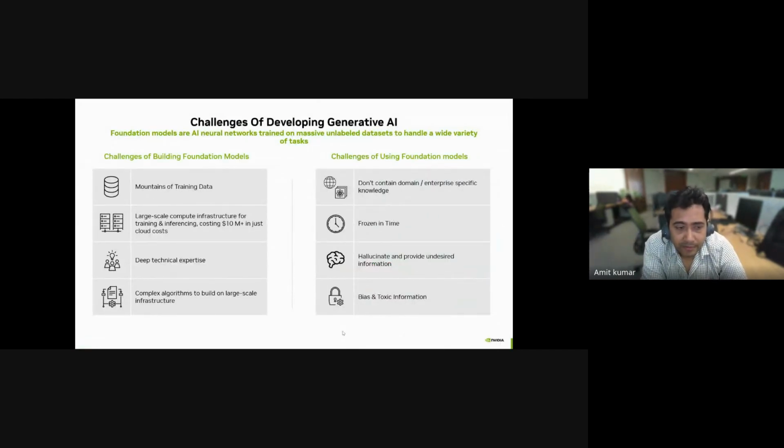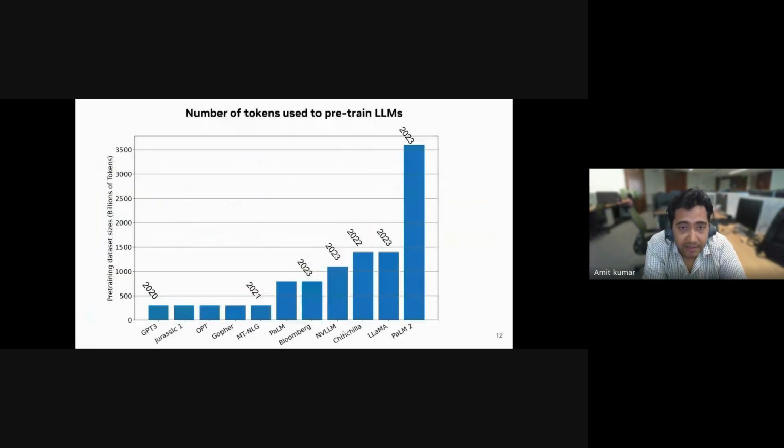Now, when we talk about that, let's say somebody wants to build a foundation model or work on an LLM. What are the challenges in building that foundation model? First of all, you need huge training data. And what training data is required? If I may show you, the training data required is in the trillions, right?